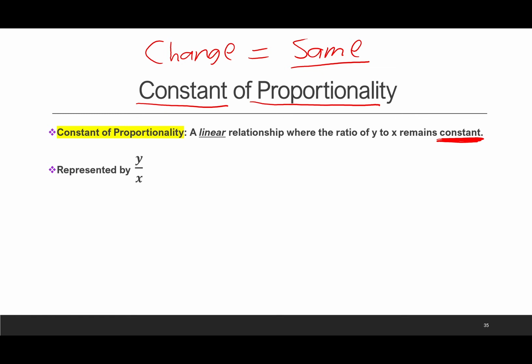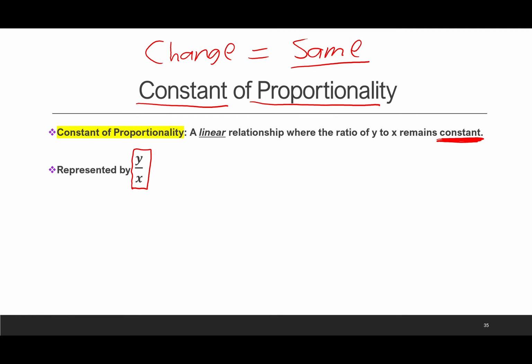You represent your constant of proportionality by y divided by x, always. This is the most important fraction you are going to learn in the entire 7th grade. Memorize it. It's simple, it's easy. Y divided by x. Say it out loud. Write it in pretty colors in your notes. Whatever you need. Y divided by x.